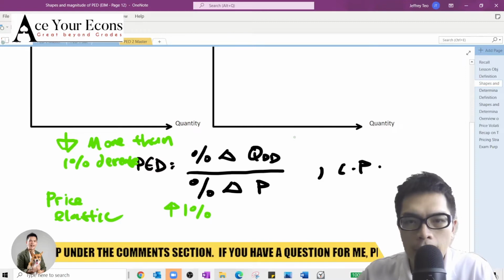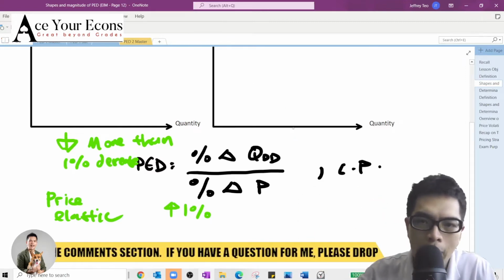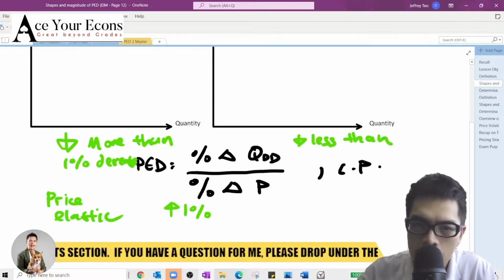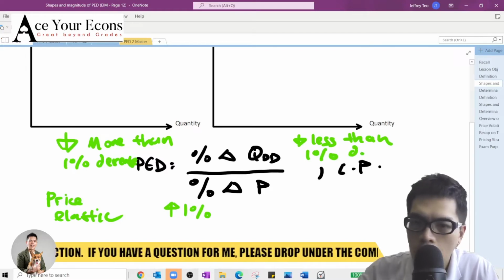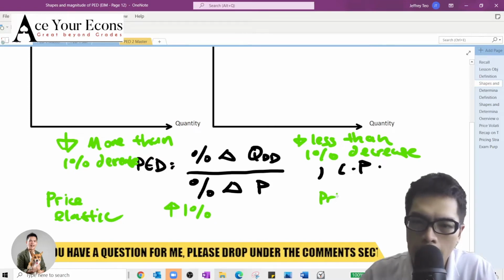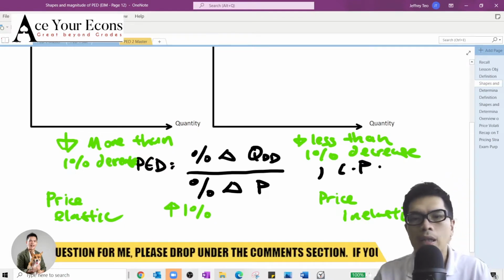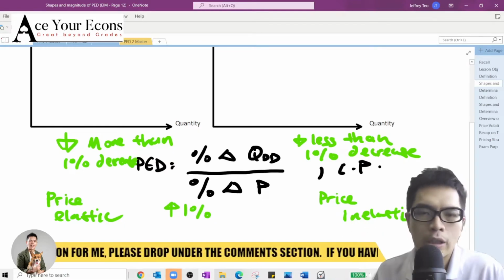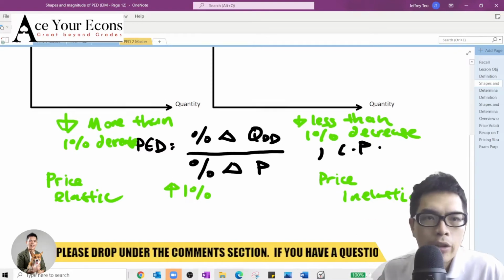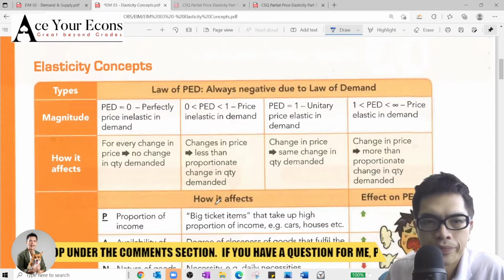Likewise, if we have the opposite, if there's an increase of 1% in the price, but quantity demanded falls by less than 1%, we can conclude that your demand is price inelastic. Your quantity demanded does not respond much to price changes. In terms of magnitude, I'm going to show you on page 12 the range that you have to be concerned about.